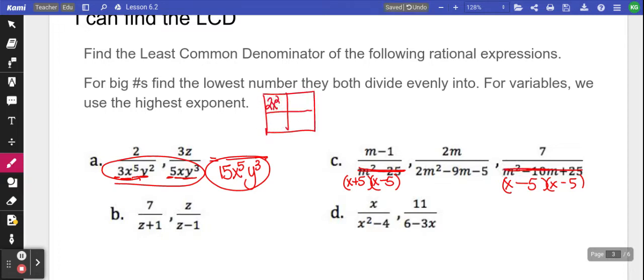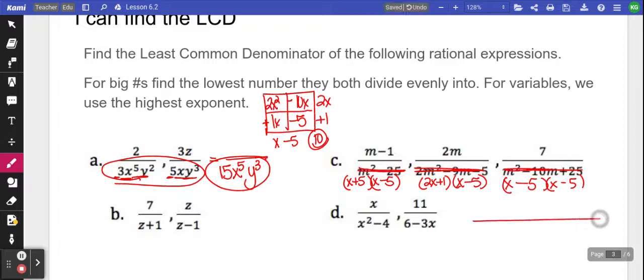2x squared minus 5, 10. 10x and 1x. Sign chart says bigger one gets a negative. 2x plus 1 and x minus 5. Now, notice that for sure all of these already have 1 x minus 5 in common.